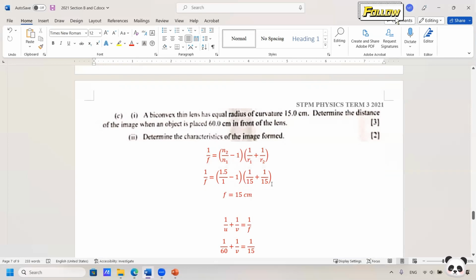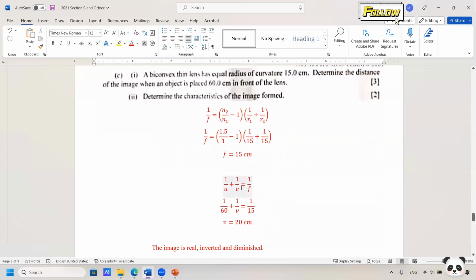Just put in the values, the focal length should be equal to 15 centimeter, and apply the thin lens formula, you should obtain the image distance of 20 centimeter. Next is to explain the characteristic of the image formed. Quite simple: real and inverted. And based on the distance 60 centimeter compared to 20 centimeter, we can deduce that the image is diminished. So that's all for this question. Thank you.